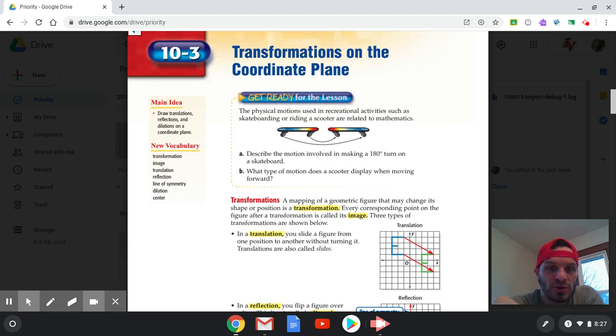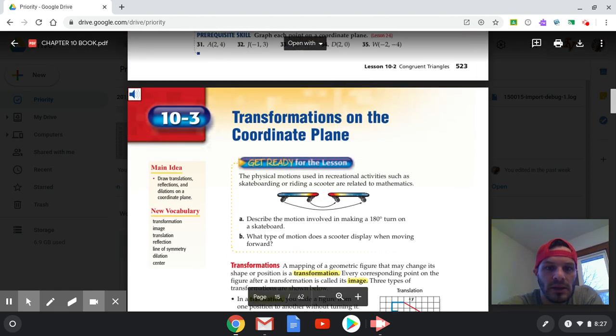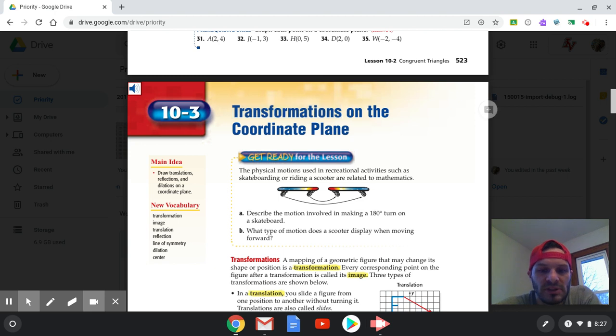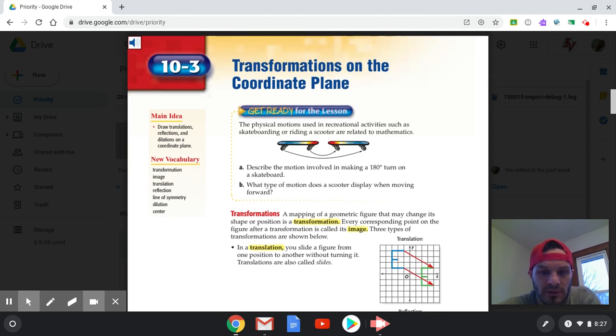Again, the title is Transformations, and that term is used to describe different things that can happen, right? So it says it right here in this first sentence. A mapping of a geometric figure that may change its shape or position is called a transformation. Every corresponding point on the figure after a transformation is called its image. So when it's transformed, when it's moved, it shows you a little example down here of a transformation.